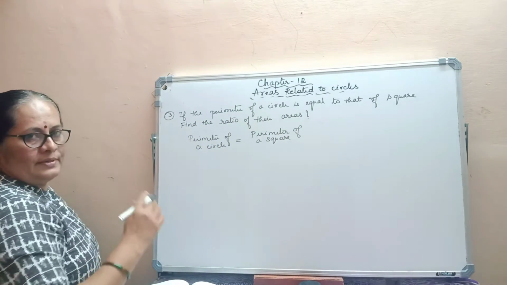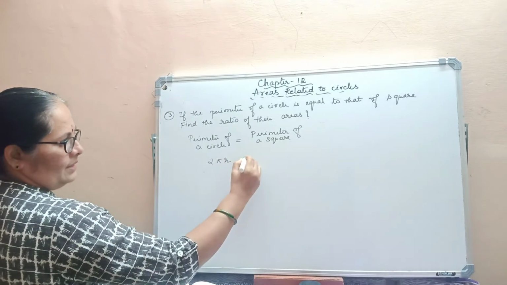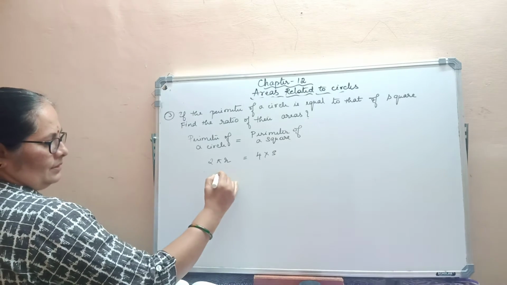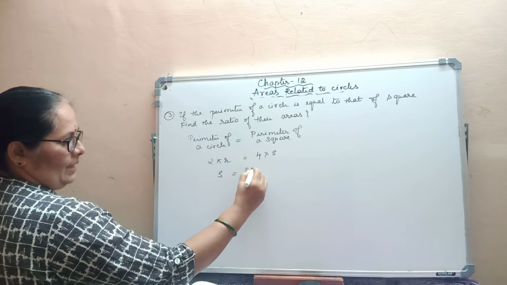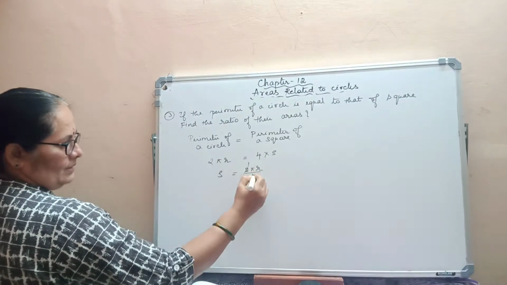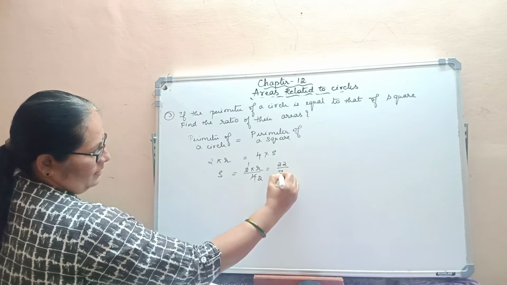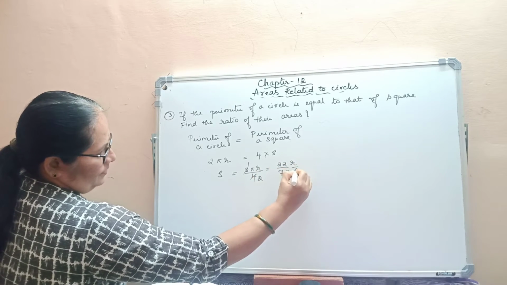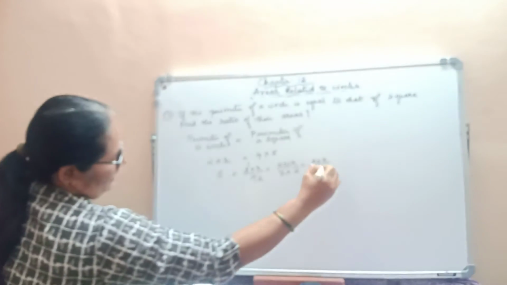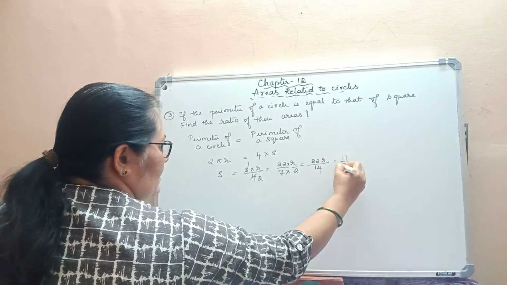So the perimeter of a circle is 2 pi r. What is the perimeter of a square? 4 into side. So side equals 2 pi r by 4. Now the pi value is 22 by 7 into r by 2, which is 22r by 14, which we can write as 11 by 7 r.